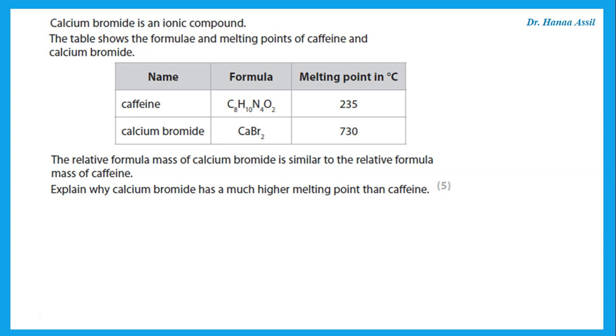Calcium bromide is an ionic compound. The table shows formula and melting points of caffeine and calcium bromide. Relative formula mass of calcium bromide is similar to the relative formula mass of caffeine. So both of them have about the same Mr. Explain why calcium bromide has a much higher melting point than caffeine. Again, of course, we're told and we should know that calcium bromide is ionic. Now, the fact that it is ionic, it should have a very high melting point.